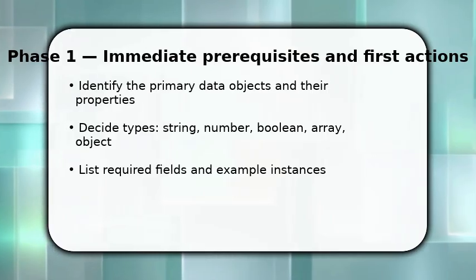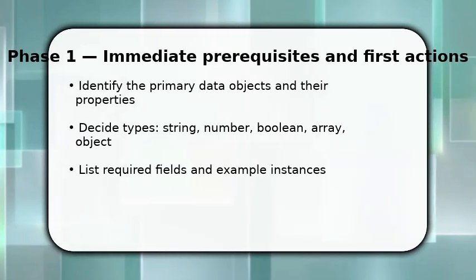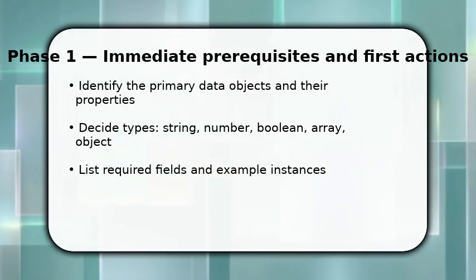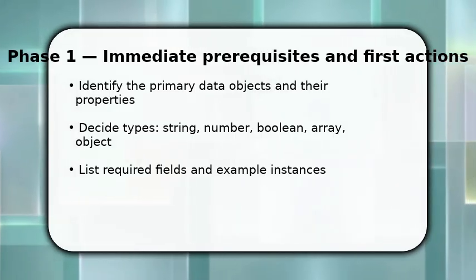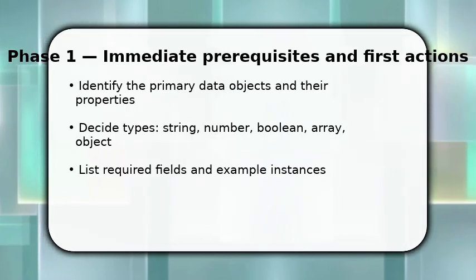Once you map types and nested objects, declare which fields are required versus optional, and create 1-2 sample instances to validate assumptions. Make sure to note constraints like minimums, maximums, formats. These shape the schema and prevent guesswork later.